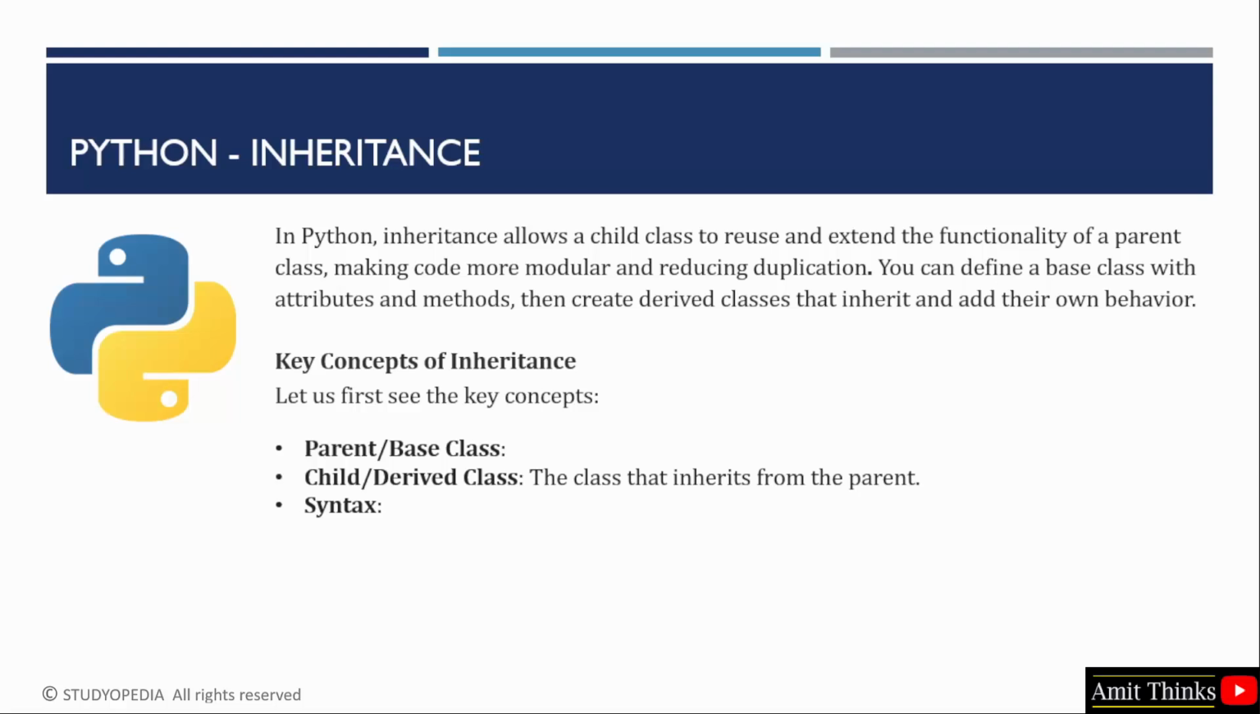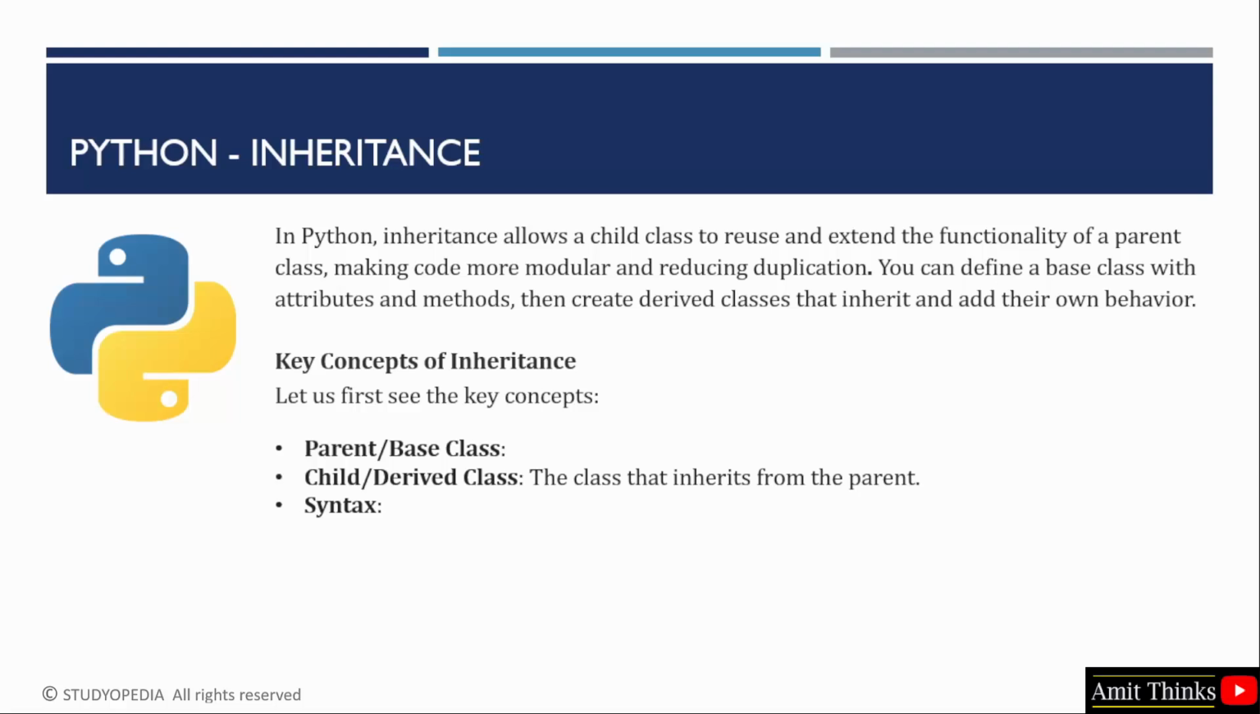Take it like a parent-child relationship. A child inherits the features of its parents. Similarly, inheritance allows a child class to reuse and extend the functionality of a parent class. This will make code more readable and reduce duplication. There are different concepts of inheritance. The top two include the parent, or base class, which is the class on the top.